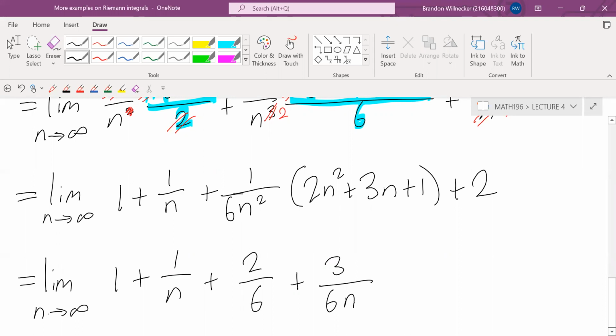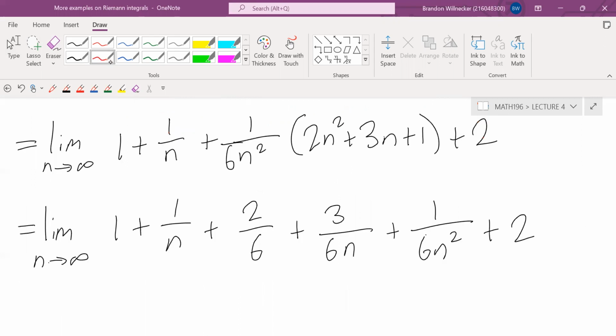Okay, so one of the n's in the denominator will go away. And then if we're multiplying by 1, it's just going to be 1 over 6n squared. And don't forget that 2 at the end there. Okay, good. So that's much better.